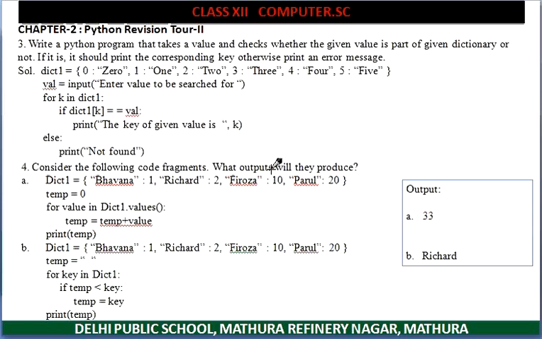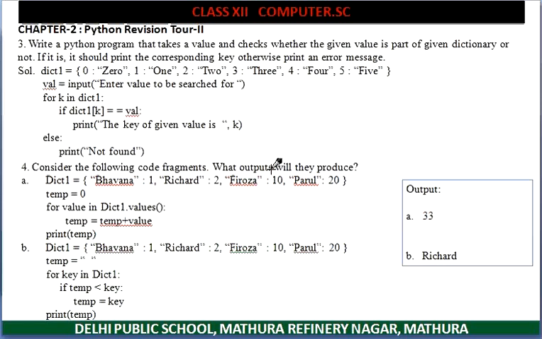Then read a value, val is equal to input, enter value to be searched for. For k in dictionary 1, if dictionary 1 k is equal to val, so it will check all the values, means it will compare all the values of the dictionary. If any of the values match, then it prints the corresponding key with the help of the statement: the key of given value is k.